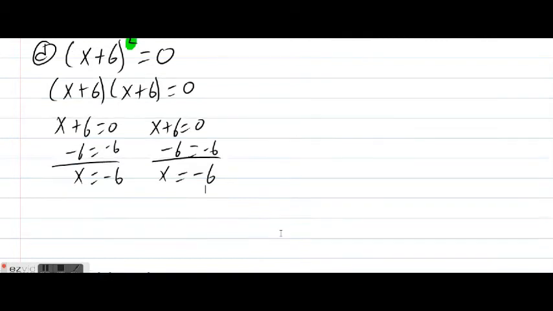But in this case, both of those answers are exactly the same. So don't write it out twice. What are my roots? My roots are x equals negative 6. Because it's the same exact answer. So you write it down one time. X equals negative 6.